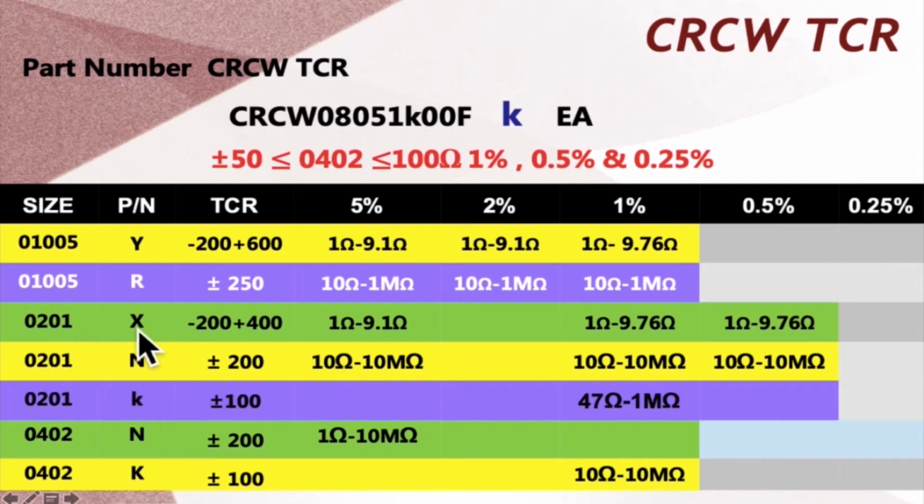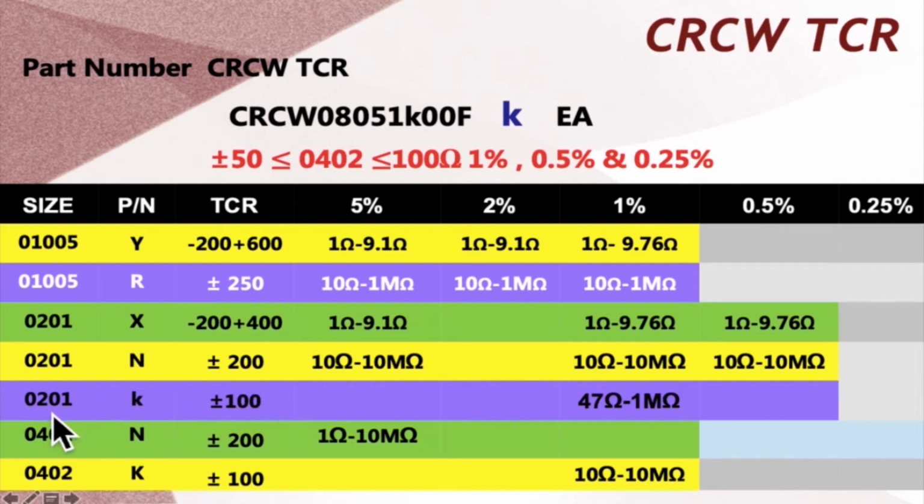0201, you also start to have choices, because for 1 ohm to 9.1 ohms in 5% and 1%, and from 1 ohm to 9.76 ohms in 1% and 0.5%, the TCR will be minus 200 plus 400. 0201, 10 ohms to 10 megohms, 5%, 1%, 0.5% will be plus or minus 200.